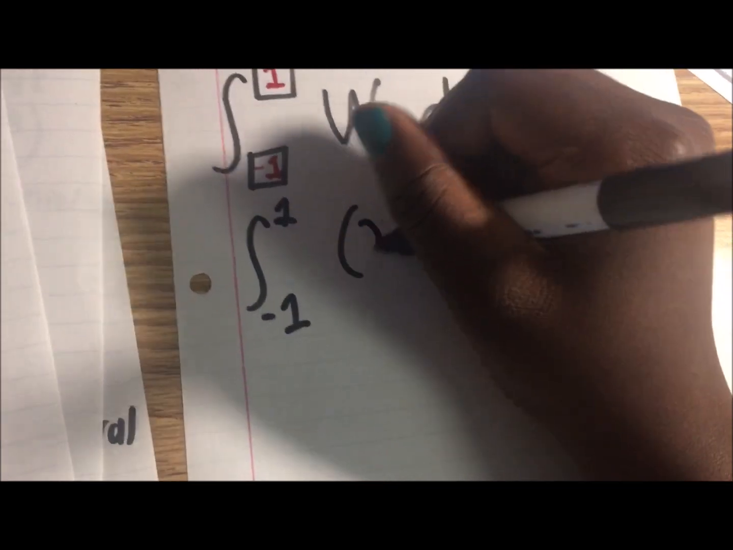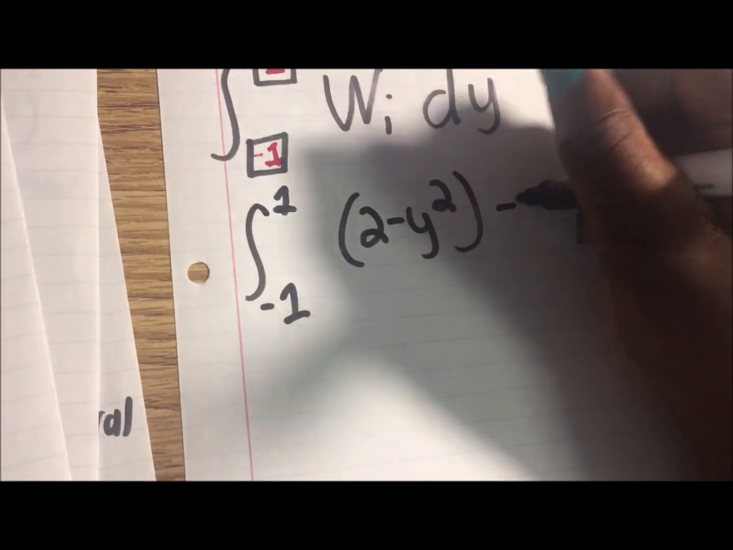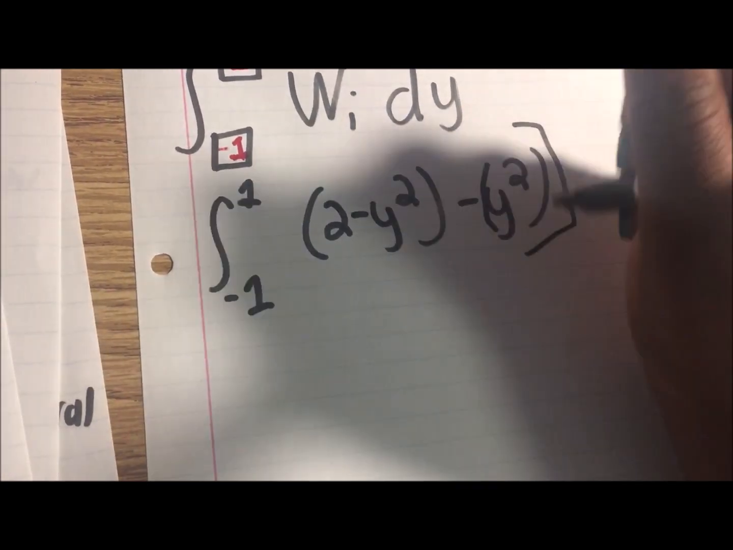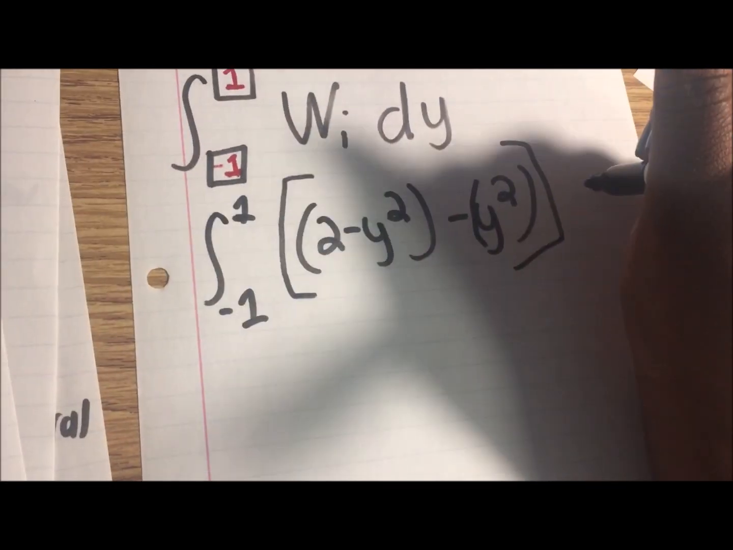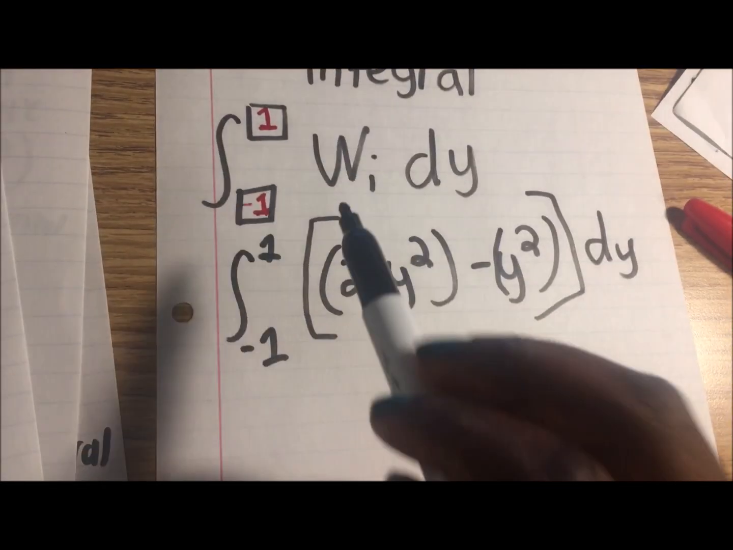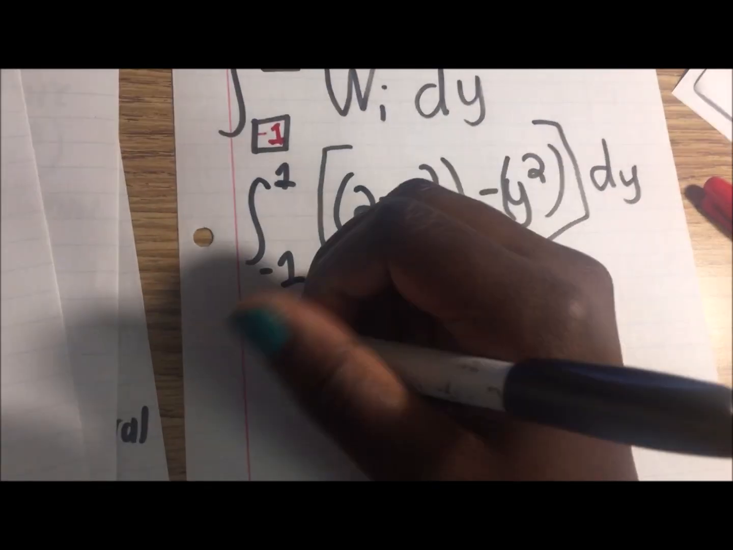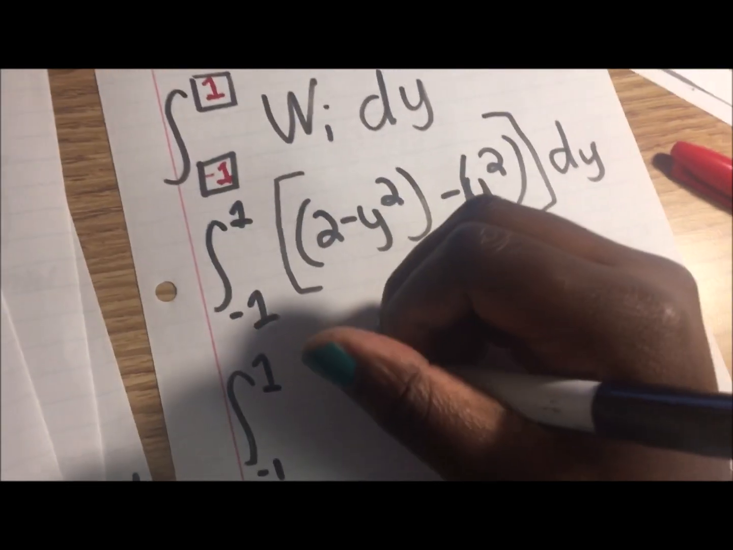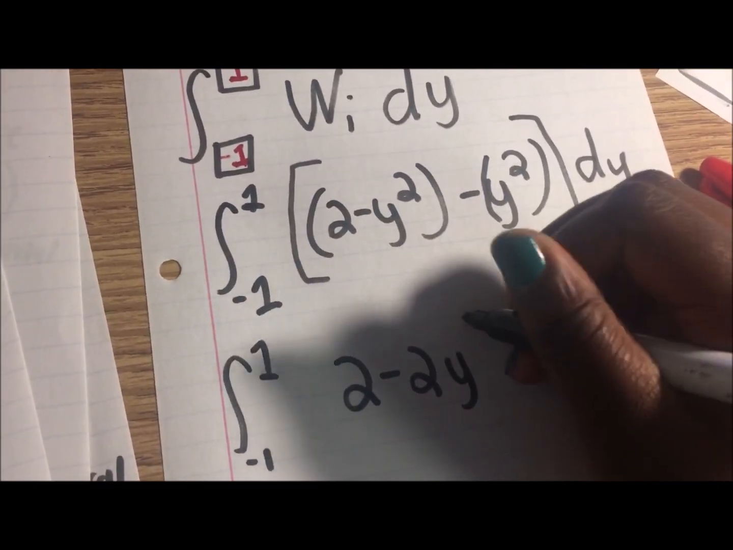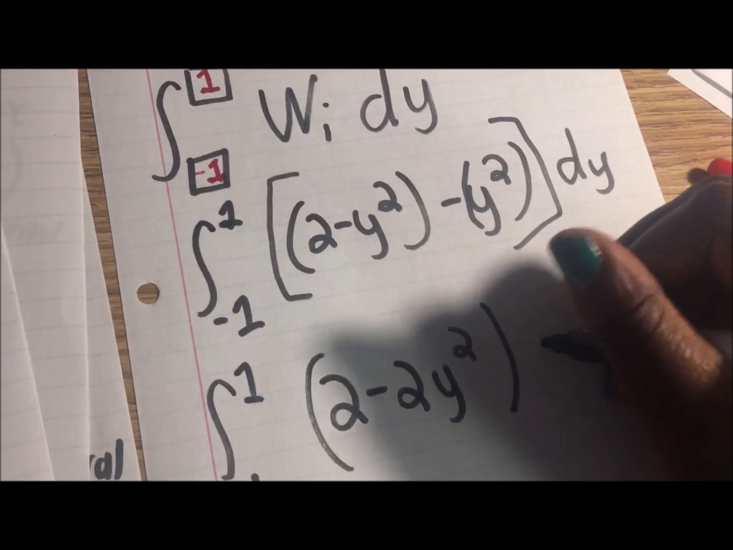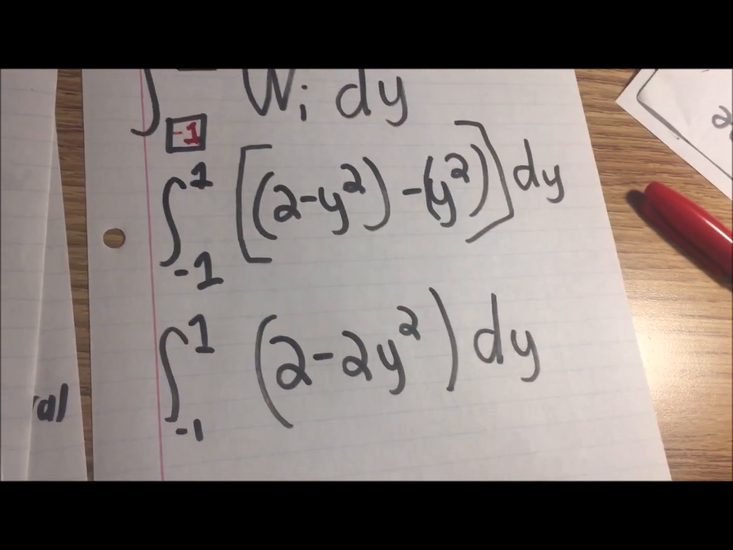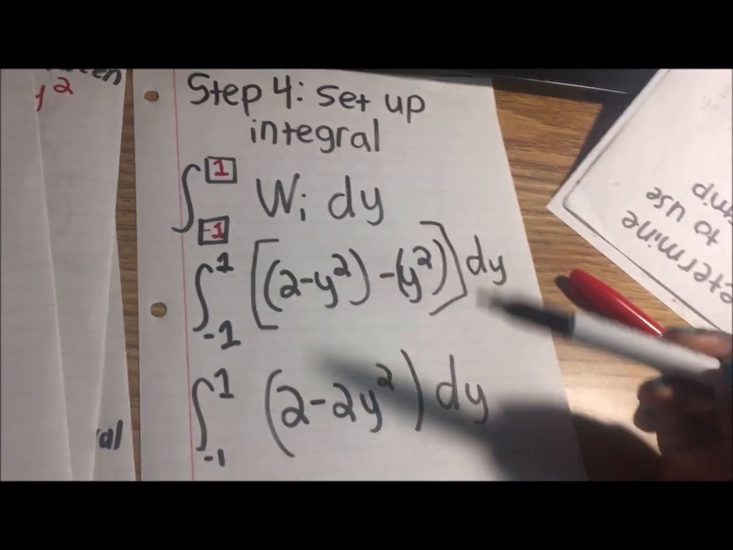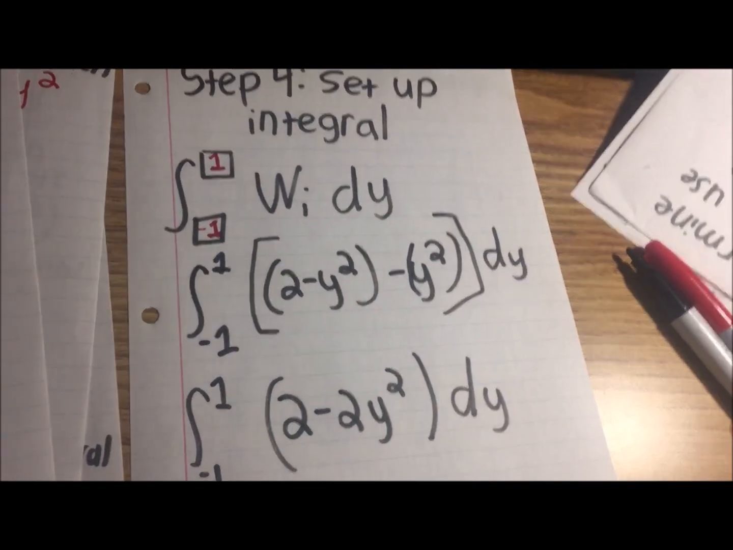Wi is 2 minus y squared minus y squared. Let me put parentheses, some brackets, dy, because this is wi right here. And then, when we simplified it to make it easier to integrate, we got 2 minus 2y squared dy. Do you guys see how this is how we set up the integral? Now it's ready to integrate, so step 4 is finished.